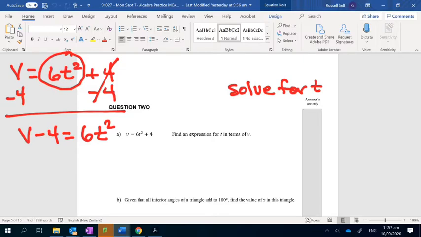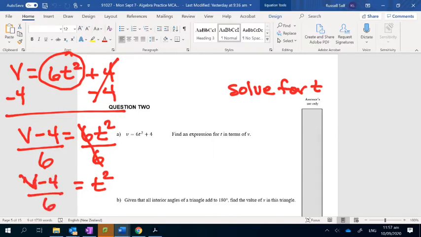How do I get rid? It's 6 times t. So what's the opposite of multiply by 6? Divide both sides by 6. Now on this side, 6's will divide away because it's 6 times, right? They're opposites. That's going to leave me my t squared. And on this side, can I divide a v by a 6? Nope. So it just stays v minus 4 all over 6. Don't try to do the math on one side. It ain't going to happen.